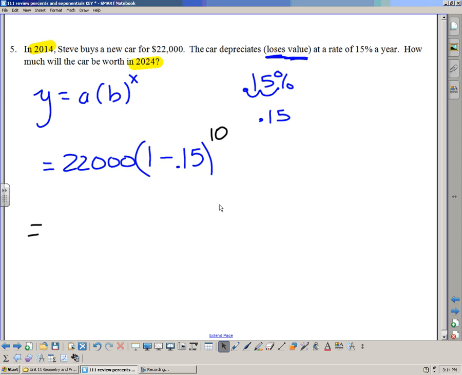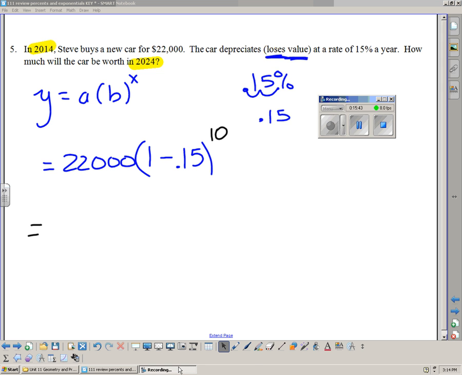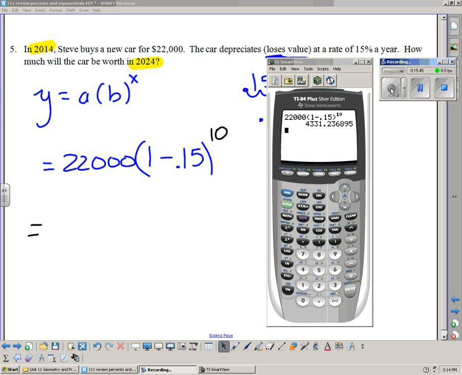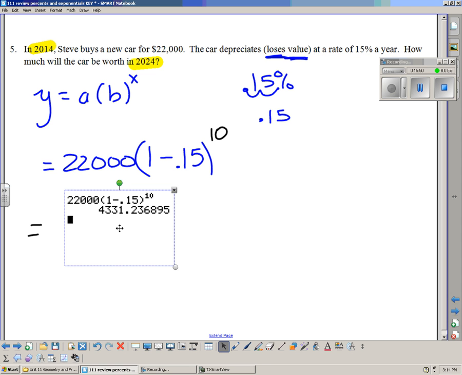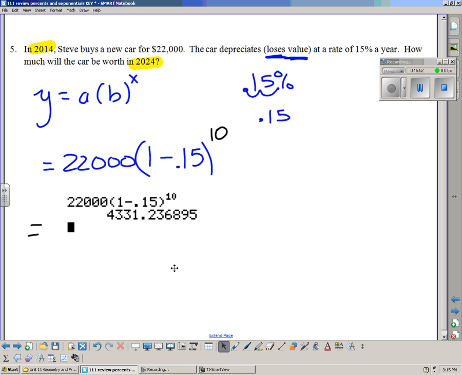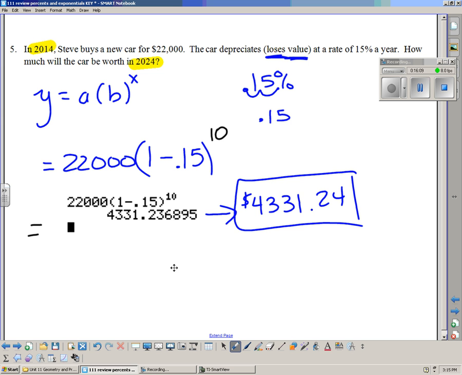And the calculator had a little bit of trouble. Let's see if I can get it up and running. Sorry about that. And we get this from the calculator. So now I want to round this. Again, it's money, so I would say round to the nearest cent. The car will be worth $4,331.24.